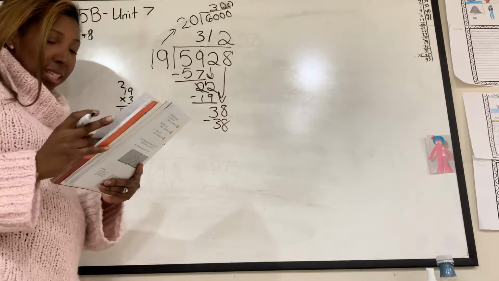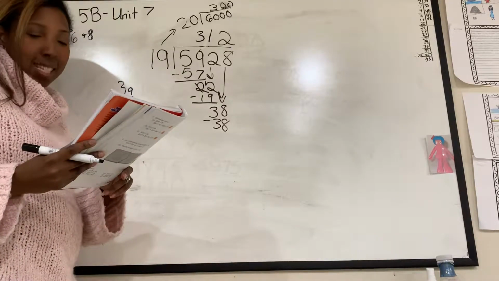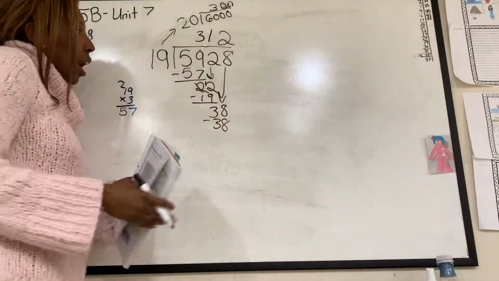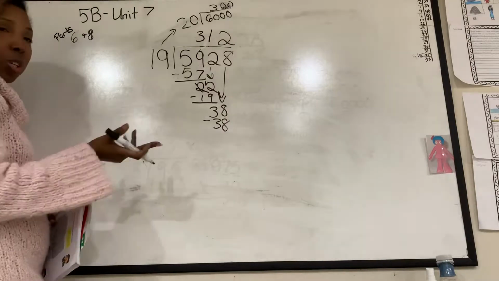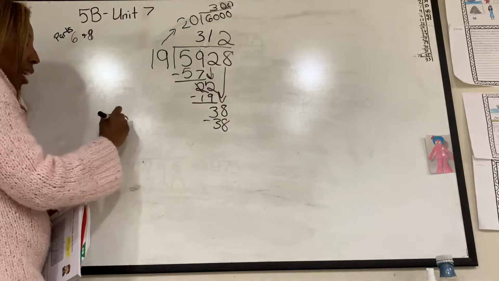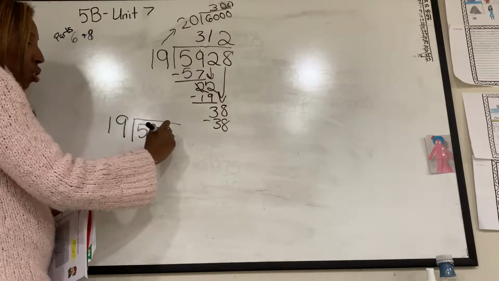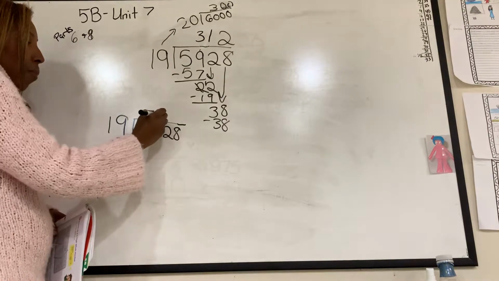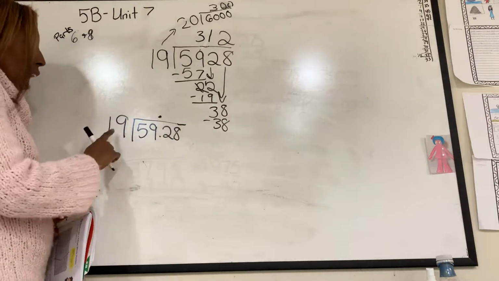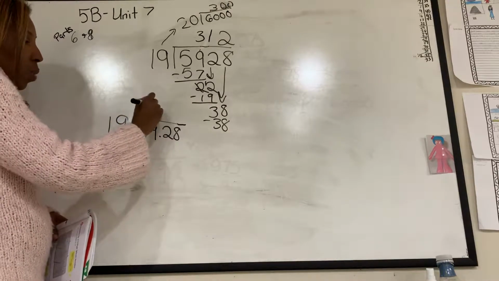So the next thing is now we're going to take that and put a decimal into it. I'm going to take the same problem and let you see how it works with a decimal: 1959.28. And what do I do with my decimal? I just bump it up like that. I already know that I'm estimating this is 60 and this is 20, so I know it's 3.